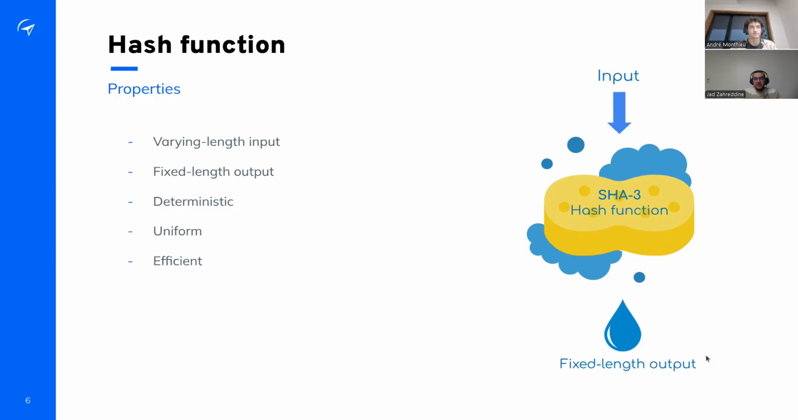Additionally, the function is deterministic, which means that if you give it the same input twice, it should always output the same output. Also, we require that the function be uniform, meaning that it should not be statistically biased. And finally, we would like to have an efficient evaluation of that function because it's going to be used many, many times in different algorithms.